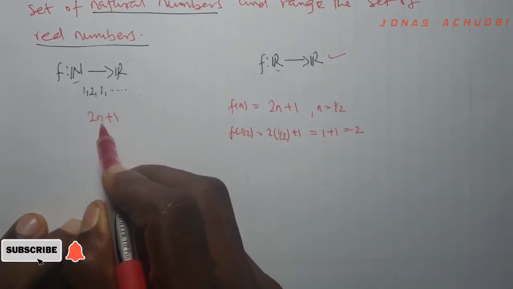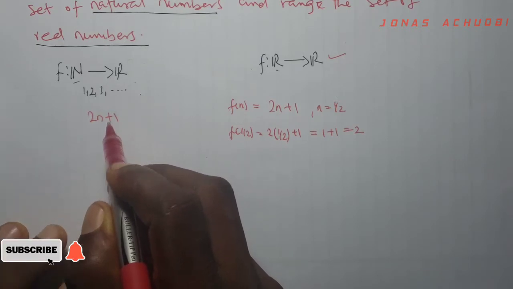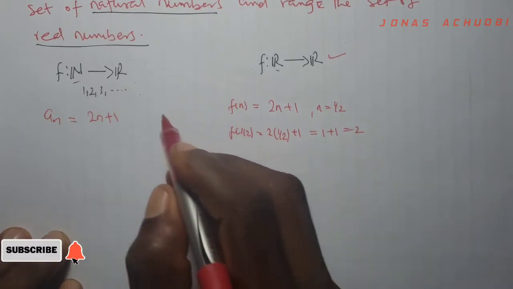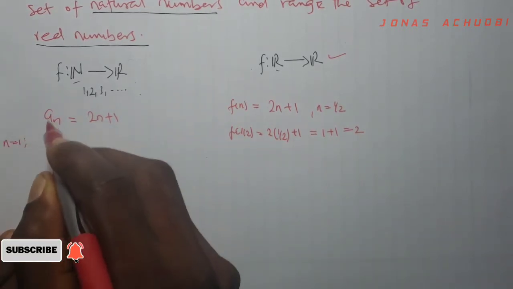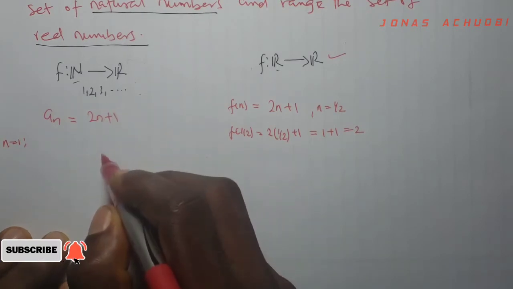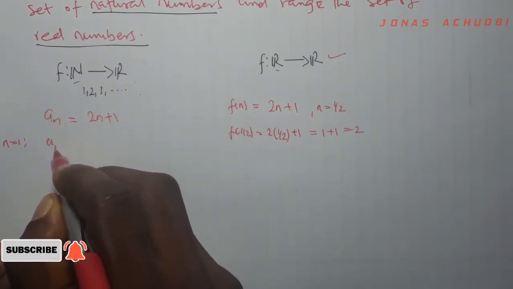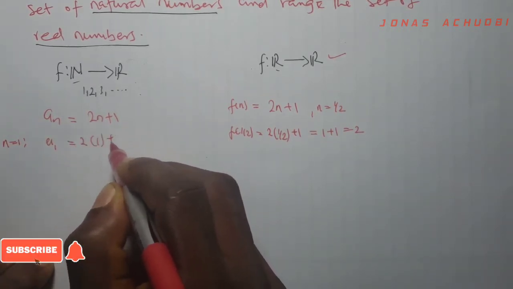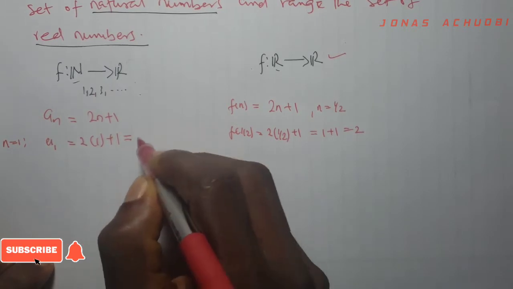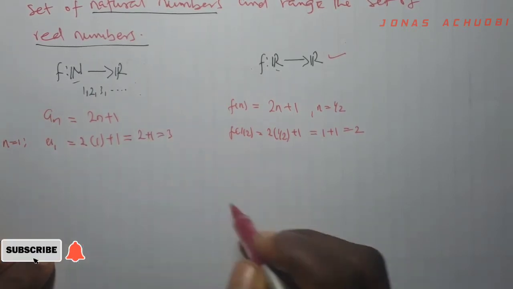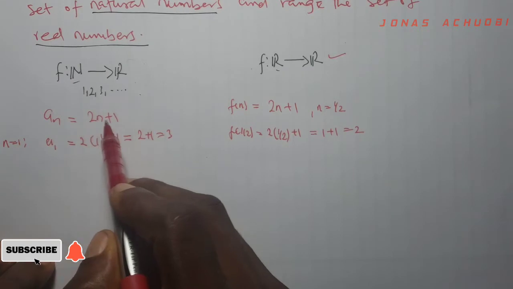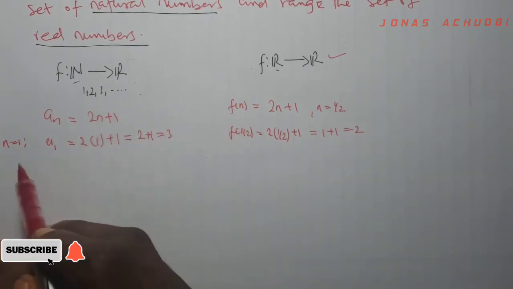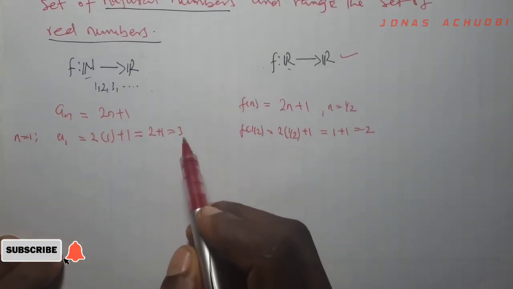So if this function 2n plus 1 is a sequence, I want to now write a_n equal to 2n plus 1, so that if n is equal to 1, I can get the first term of my sequence. And that corresponds to a subscript 1 because n is 1. That's equal to 2 into 1 plus 1. That gives us 2 plus 1 equal to 3. So for this sequence a_n equal to 2n plus 1, the first term, which corresponds to the term gotten when n is equal to 1, is equal to 3.